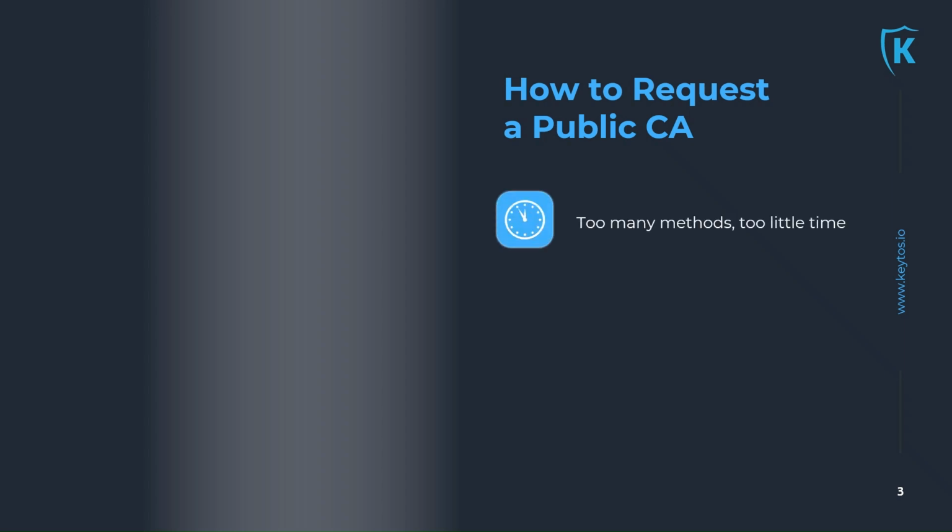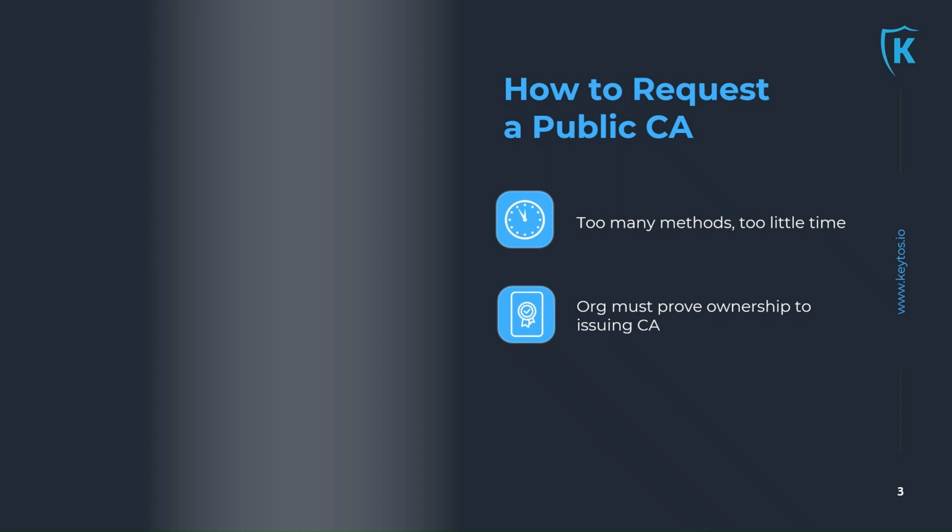Now that we have a better understanding of what exactly a public CA is, it's also important to understand how to request one. Unfortunately, there are way too many methods and too little time in this video to go over every single method of requesting a public certificate. However, as a broader understanding, your organization must prove domain ownership to the issuing or subordinate CA. In that way, the CA can act as an authority, hence the name Certificate Authority.